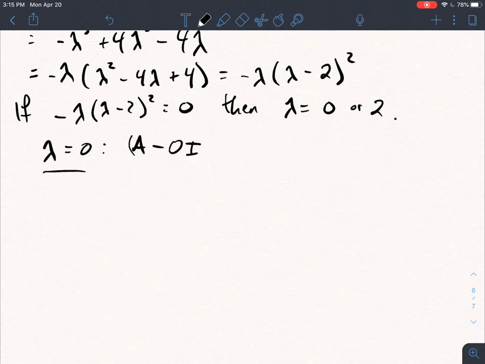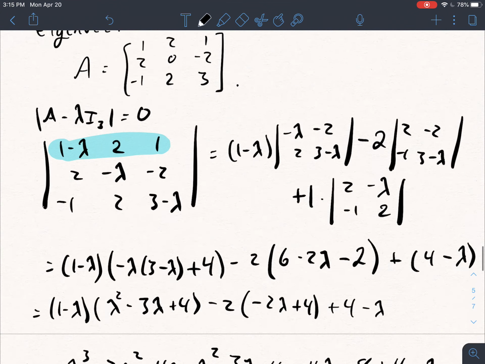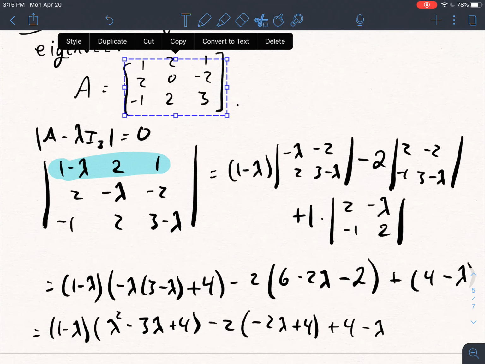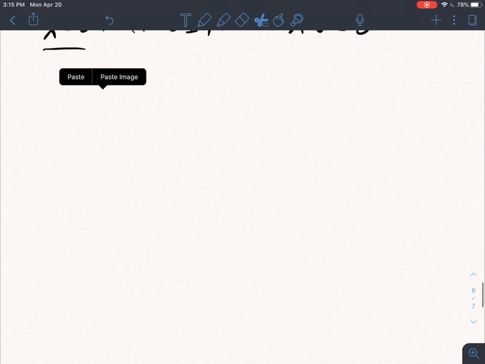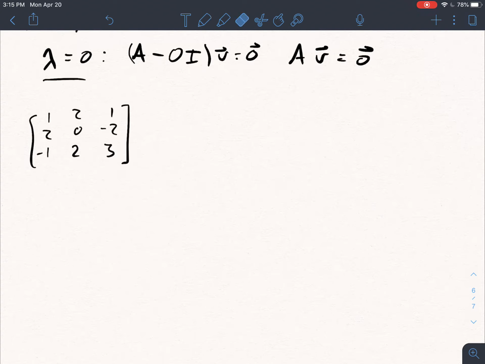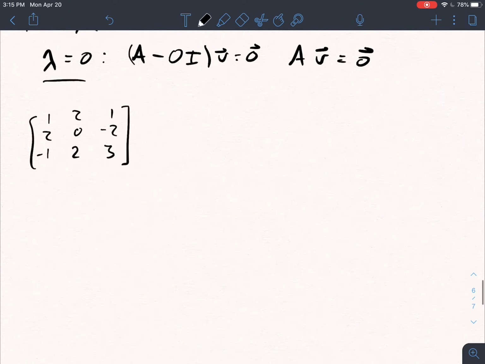So lambda equals 0. So here I'm really just solving A minus 0I times vector is equal to 0. So I'm really just solving for the null space of our matrix A in this case. Okay, what is A? Let's copy A down over here. So let's find the null space of A. That's going to give us our eigenvectors for lambda equals 0.